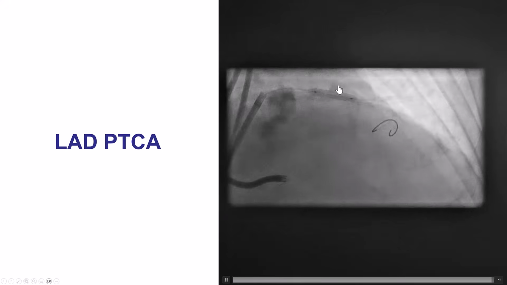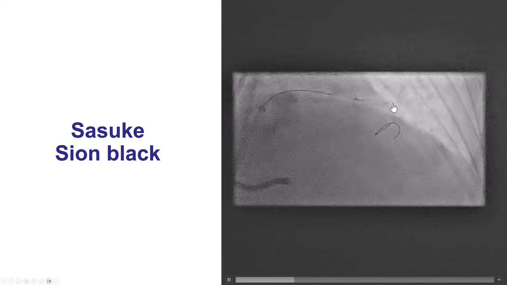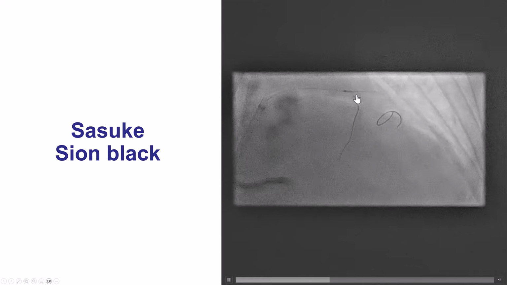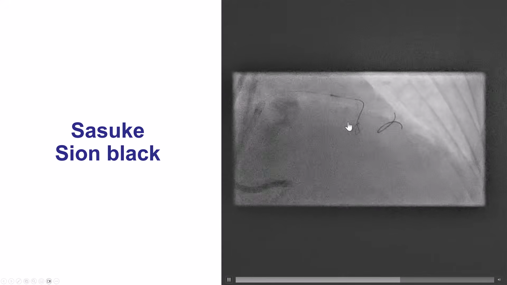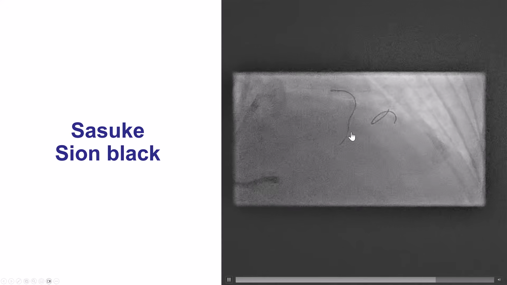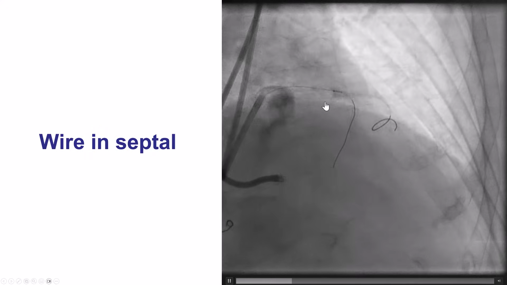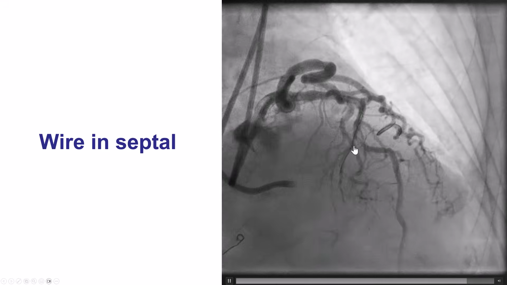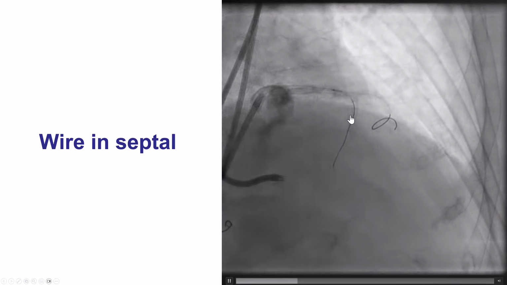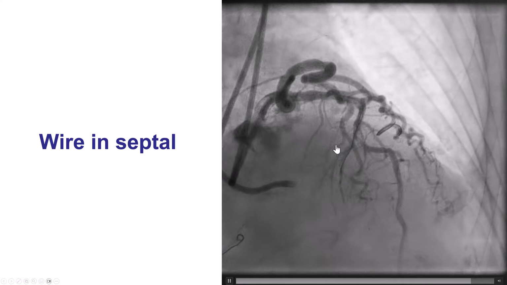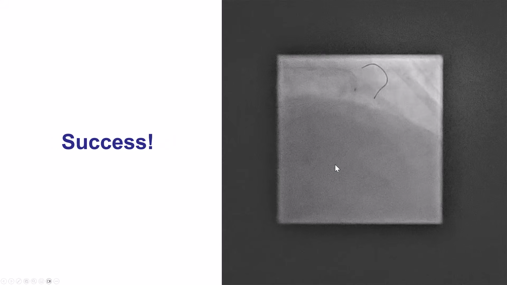Again, we tried different balloons. And then we left the wire in the diagonal branch, used a Sasuke dual lumen microcatheter, and tried again a polymer-jacketed wire. And it seems to go down where the course is of a septal. And sure enough, when injecting, we confirmed that the guide wire is going inside the septal, which is encouraging. We're likely going within the vessel lumen within the previously placed stent on this occasion.